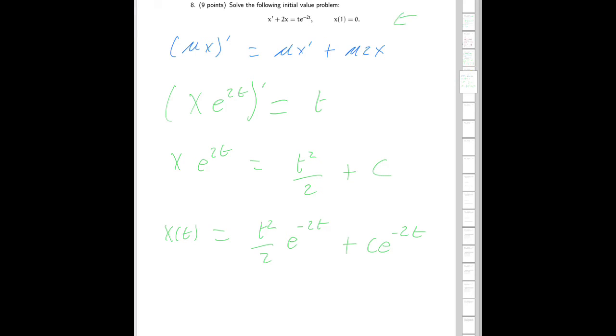Okay, now to find the particular solution, we use the initial condition x of 1 is equal to 0. So wherever I see an x, I'm going to put a 1. Wherever I see a t, I'm going to put a 0. So this becomes 1 is equal to c. So in other words, the particular solution to the initial value problem that we have is x of t is equal to t squared over 2 e to the minus 2t plus c e to the minus 2t.